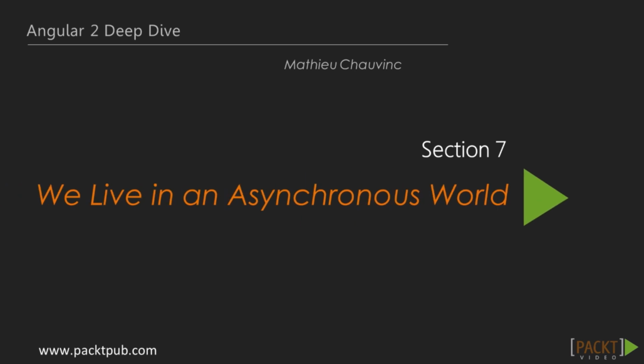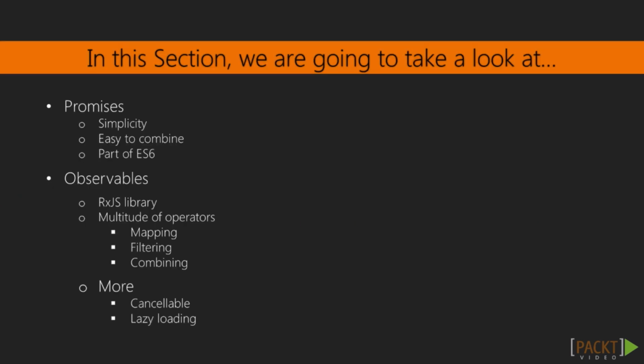In the previous section, we covered the use of forms and their validation. In this section, we'll talk about asynchronous programming using first promises and later observables. We'll start with promises. Although they are way less powerful than observables, a lot speaks for them as well. The simplicity of their API, their ability to be combined in various ways, and quite importantly, the fact that they are part of ES6 official features.